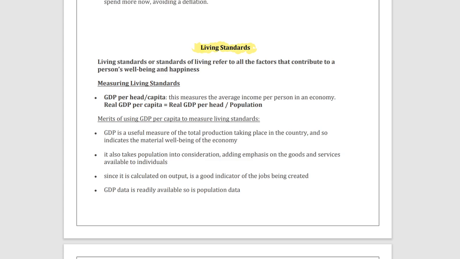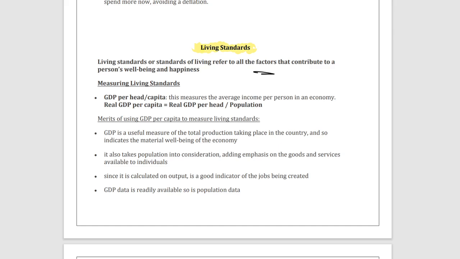We're not dealing with the rest of the factors, but we are focused on, are people able to afford the necessities? Are people able to afford the simple goods and services that are necessary for them? Those are called needs. We talked about that at the start. So living standard in economics basically means a person's well-being, and all the factors that contribute to the well-being.